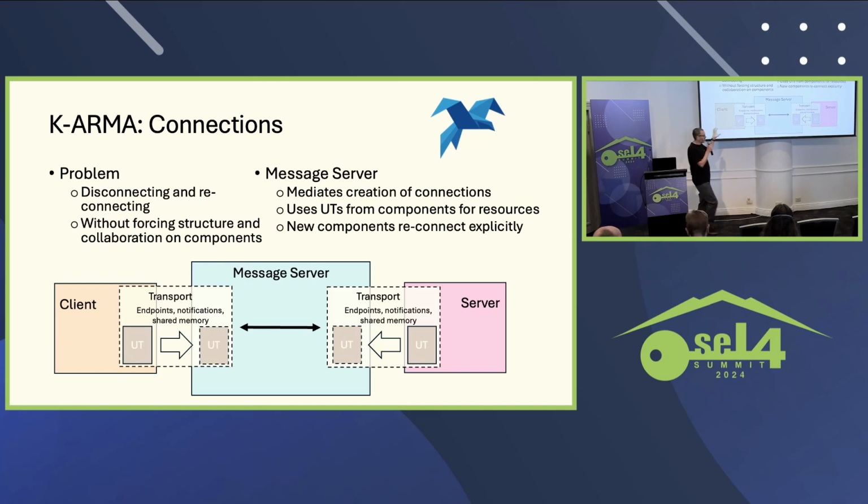The other thing is we have two sides of a connection when a client and a server communicate. If the client goes away, it removes its part of the connection, but the server still has that part of the connection, and it can find out that the client has disconnected in a nice, clean way. When the client connects again, then the message server can facilitate this connection again, and they can communicate again. So this is really nice for when you're connecting and disconnecting all the time.